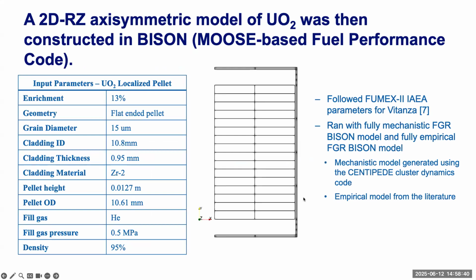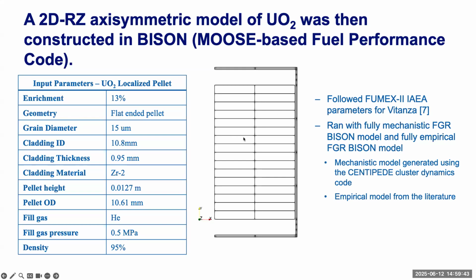Now, getting into the work that was performed, I went ahead and put together a 2D RZ axisymmetric model of UO2 using the BISON fuel performance code. I started with the BISON repository's Vintanza benchmark model that was constructed based off the FUMEX2 IAEA, or International Atomic Energy Agency's assessment. This FUMEX2 assessment was an international benchmarking initiative, FUMEX being an acronym for Fuel Modeling at Extended Burnups. And this FUMEX2 assessment specifically outlined the parameters that each different application or code used to benchmark, essentially outlining exactly the input parameters to put into your model. And those you can see presented in the table here.